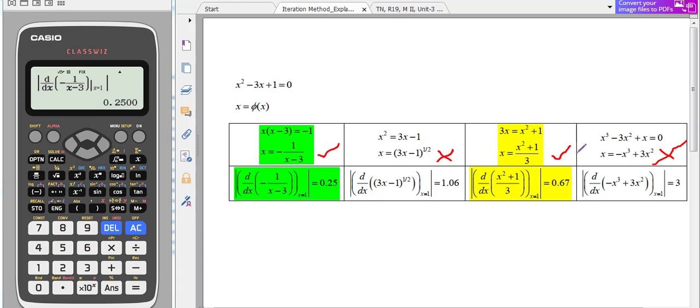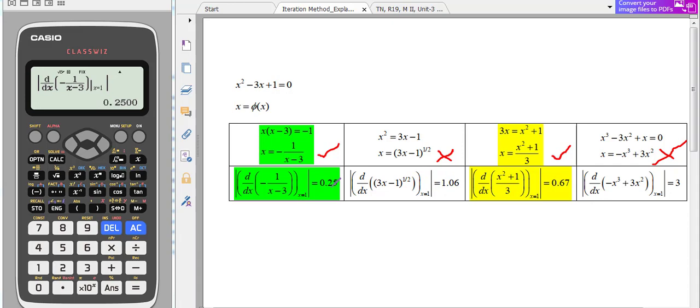So of these possibilities, many other possibilities arise, but we considered only these possibilities. Of these, the first and the third one are useful to apply iteration method. Even of these two possibilities, the first one is the preferable one. The reason is that the convergence condition value is 0.25 in the case of the first one, and in the case of the third one it is 0.67.